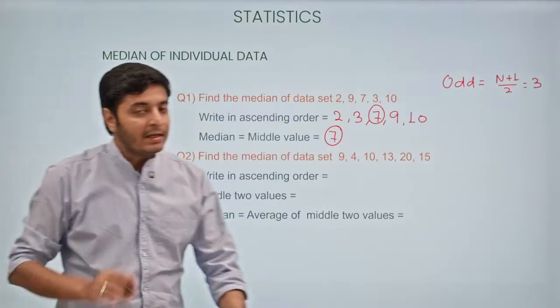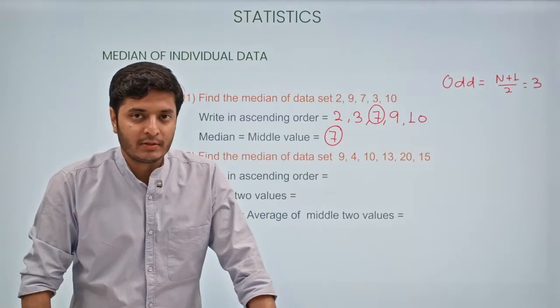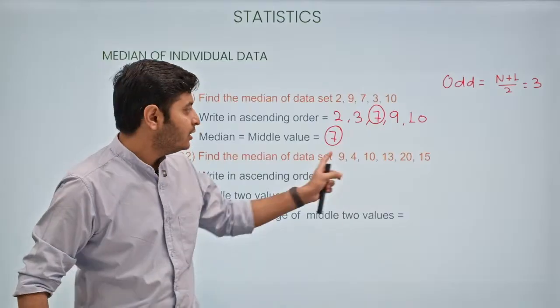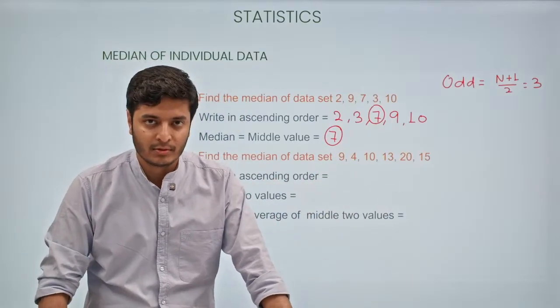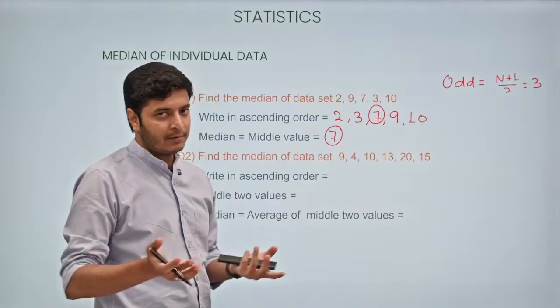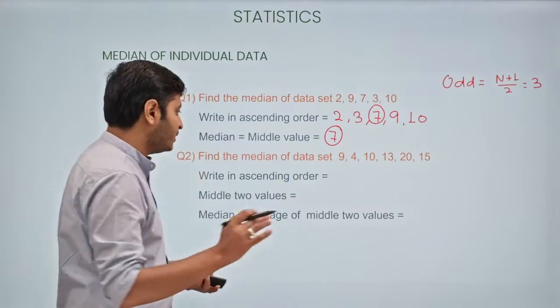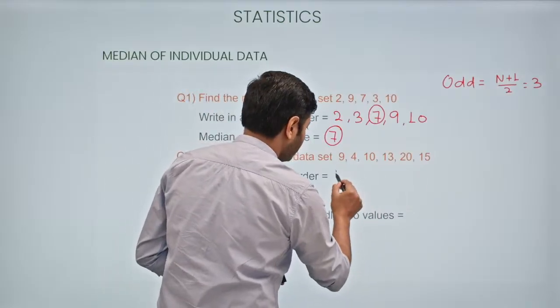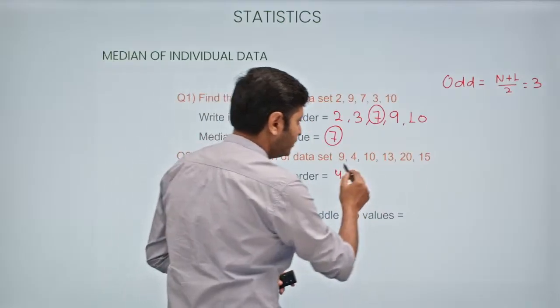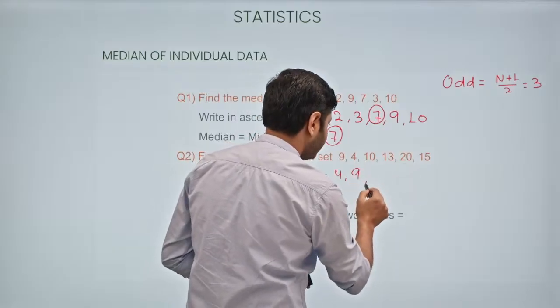Now, if we are having an even number of observations, then what? Because there we don't have any particular observation which we can call the middlemost. So here, first thing first, we need to arrange the data. I'm gonna do that in ascending order. So what is the smallest value? 4. Then we have 9.